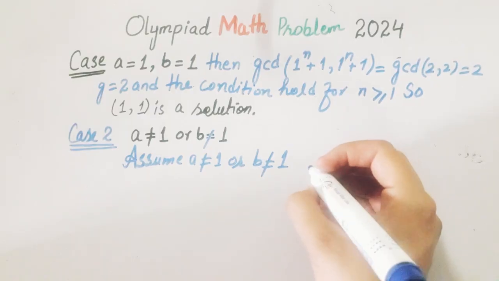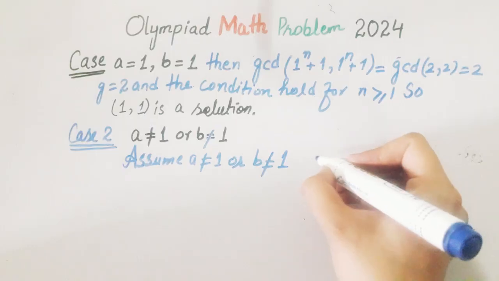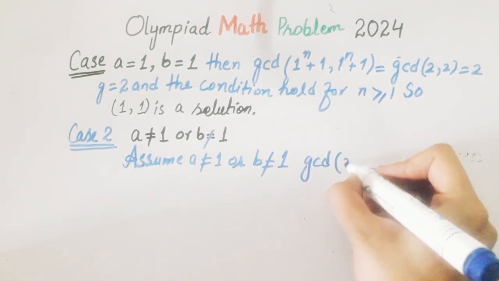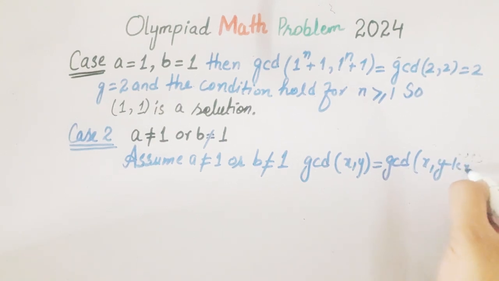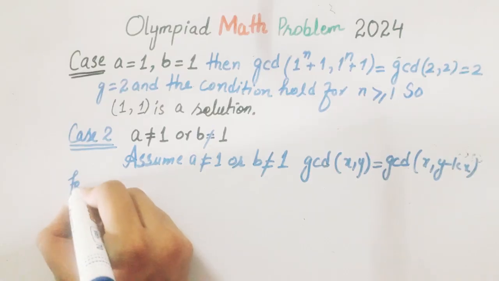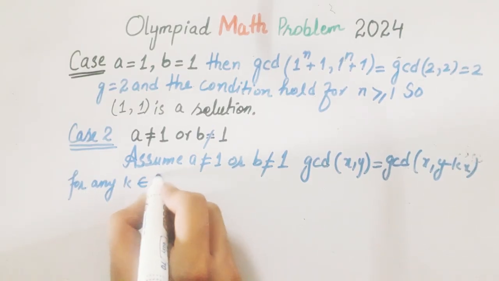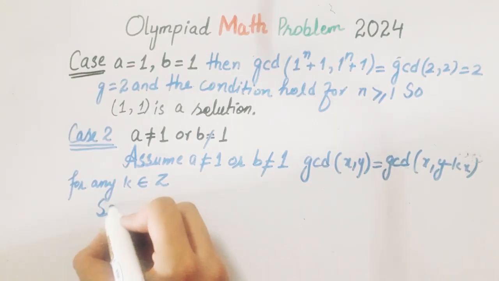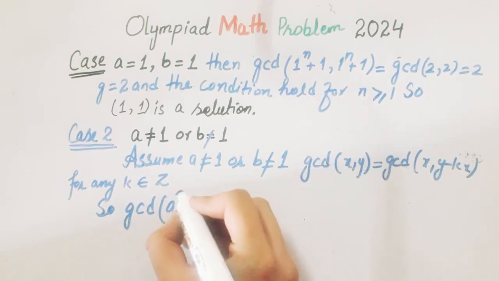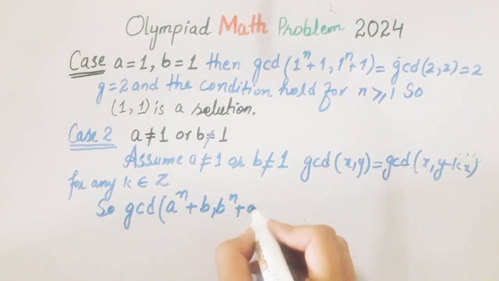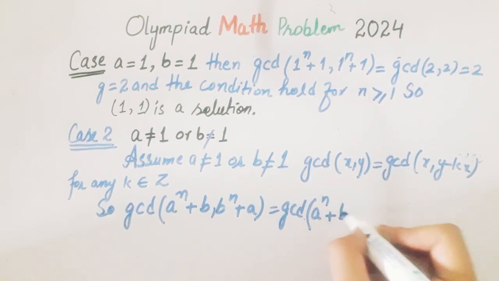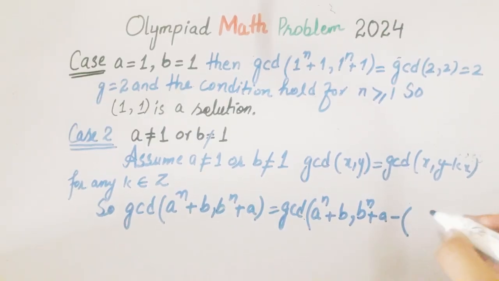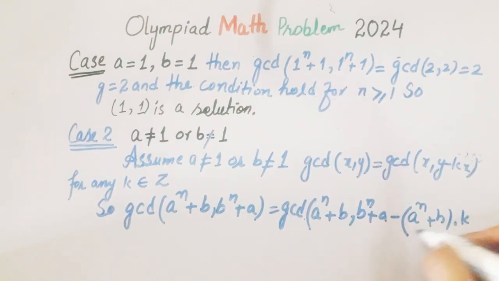When both are not equal to 1, from the properties of greatest common divisor, we know that the greatest common divisor of (x, y) will be equal to the greatest common divisor of (x, y minus k times x) for any k belonging to Z, that is, k is an integer. So the greatest common divisor of a^n + b and b^n + a will be equal to the greatest common divisor of a^n + b and b^n + a minus k times (a^n + b). We will apply this formula here.